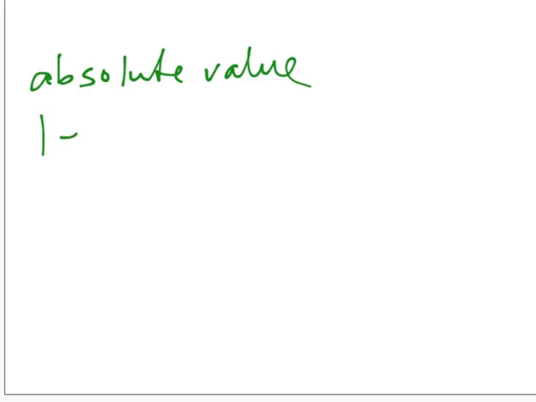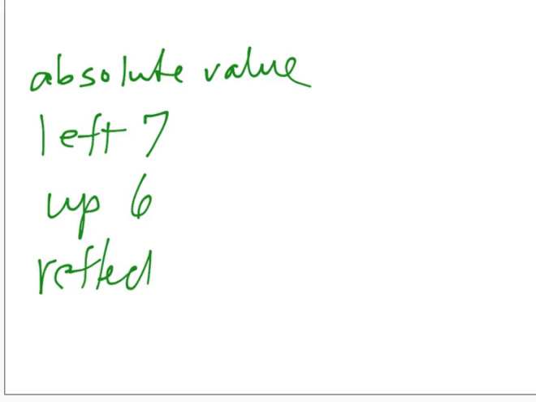So what if I just get words? What if I get absolute value, left 7, up 6, reflect? What if I just get the words? Well, I have to do the absolute value first, so I know it's absolute value. That's the parent function for absolute value. Then I start doing things to it. Left 7, that is plus 7.